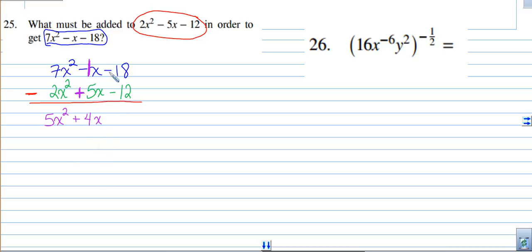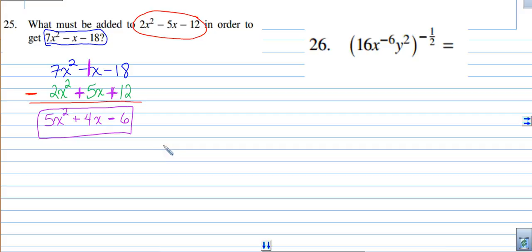Okay? Then we have a negative 18 minus a negative 12. Minus a minus makes a positive. Okay? These now have different signs, so we'll subtract with 18 minus 12. That's 6. And then 18 was bigger, it's negative. And so this becomes our answer.